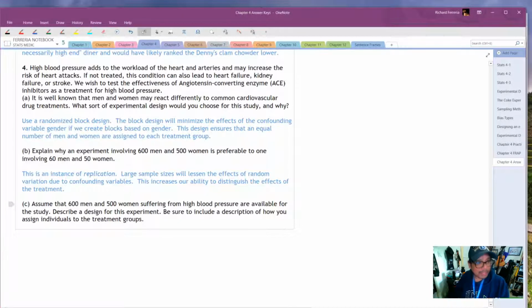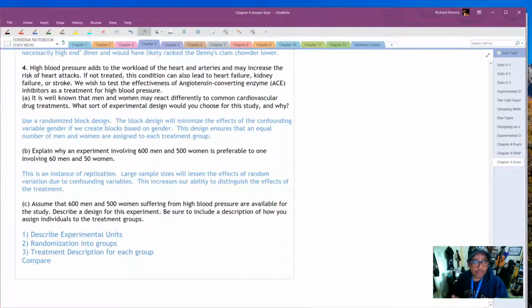Lastly, assume that the 600 men and 500 women suffering from high blood pressure are available for the study. Describe an experiment and be sure to include a description of how you would assign individuals to the treatment groups. So really, this is just the same thing that we've been practicing for. We have a number of steps to go through. Let me get them for you. So we need to do 4 things here.